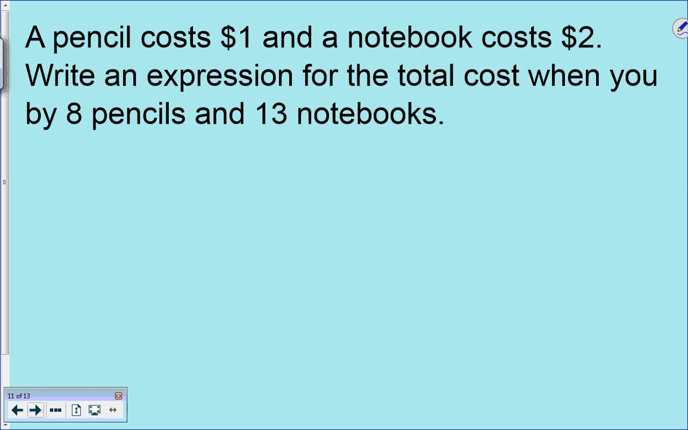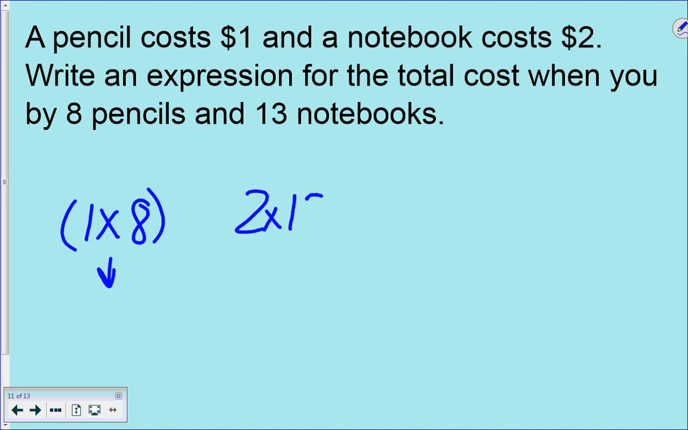Here's an example of a story problem you're going to see. A pencil costs $1 and a notebook costs $2. Write an expression for the total cost when you buy 8 pencils and 13 notebooks. So forget about writing an expression. What would you do to solve this problem? You know 1 times 8, because that tells you how much in pencils, right? And 2 times 13. And if you add them together, aren't you going to get how much? If you put that in there, you just wrote an expression. And then it might say solve. That's all you're going to have to do. You just have to be paying attention to what things say.